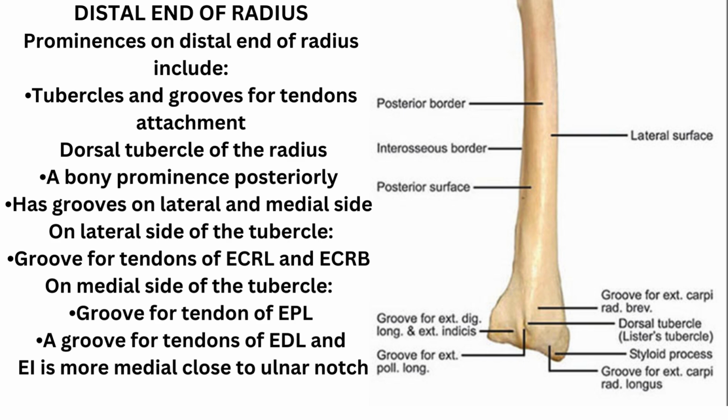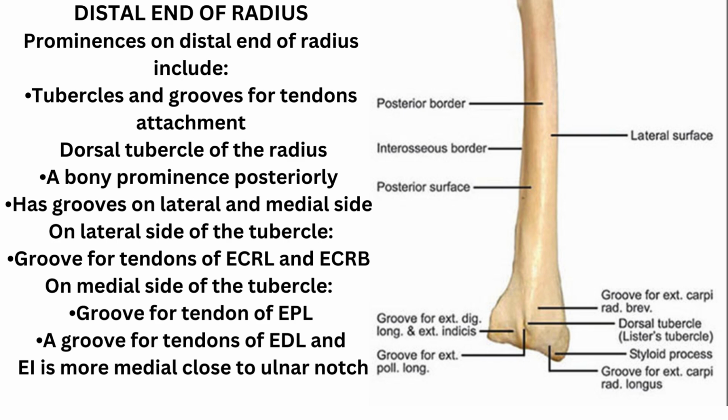The distal end of radius also has a bony prominence, posteriorly known as dorsal tubercle of the radius. Laterally to this tubercle is the groove for the tendons of extensor carpi radialis longus and brevis. Similarly, on the medial side of the tubercle is another groove for the tendon of extensor pollicis longus.